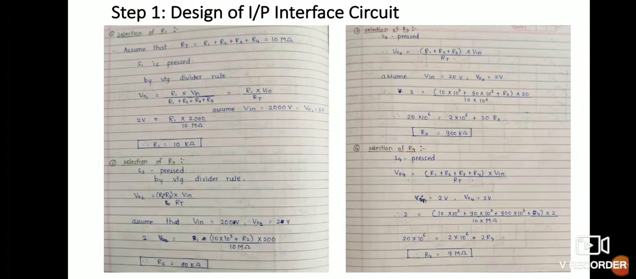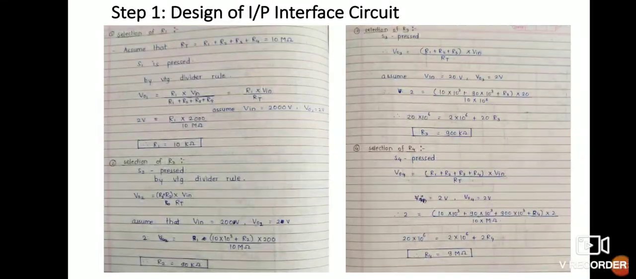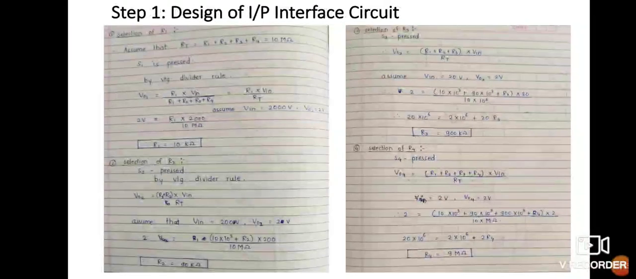Assume the total resistance connected in series, R1 plus R2 plus R3 plus R4, is equal to 10 mega ohm. When S1 is pressed, we can find the voltage across R1 using voltage division. I will call that output V01. So V01 is equal to R1 into Vin divided by R1 plus R2 plus R3 plus R4, that is, R1 into Vin divided by RT. Assume Vin is at its maximum value of 2000 volt. Then V01 will be 2 volt.